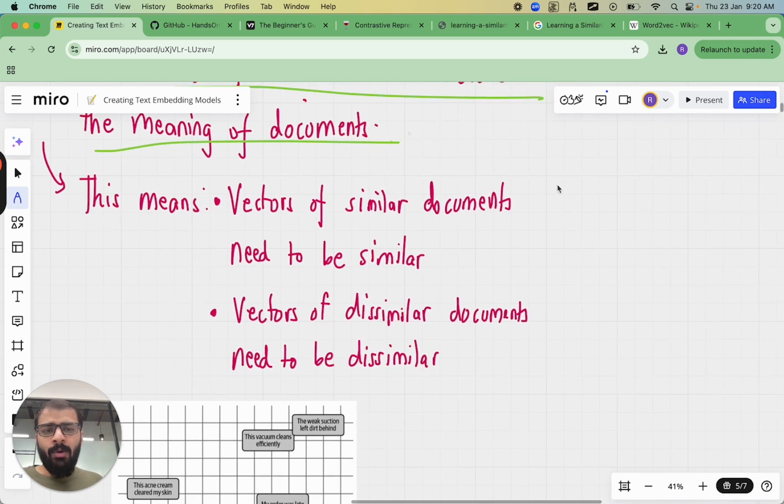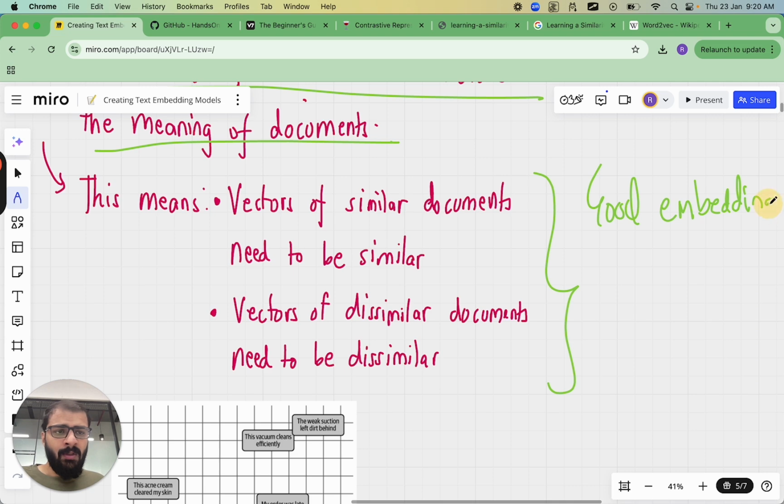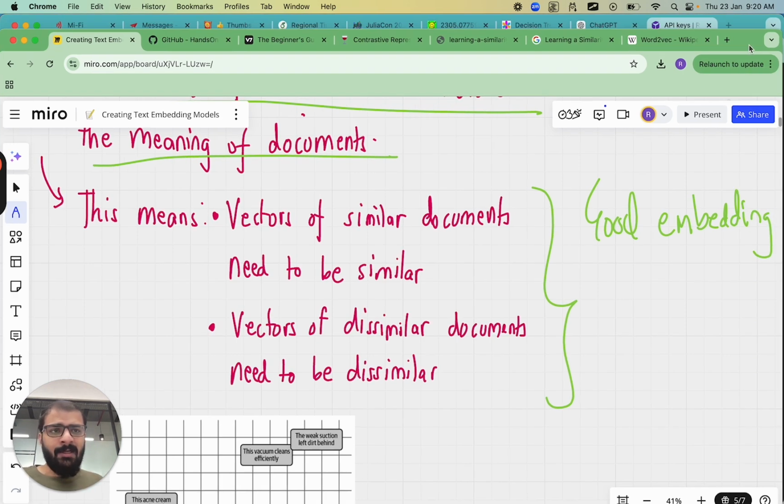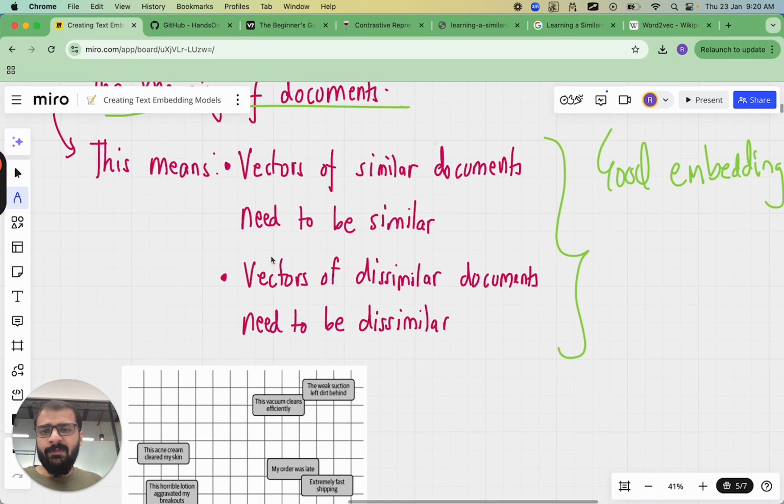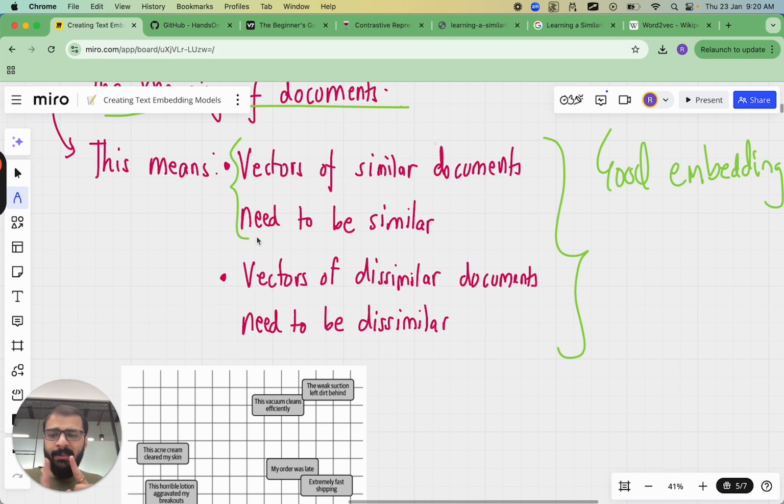So here are the two characteristics of good embeddings. The first characteristic is that vectors of similar documents need to be similar or closer to each other, and vectors of dissimilar documents need to be dissimilar, so they can be farther apart from each other.